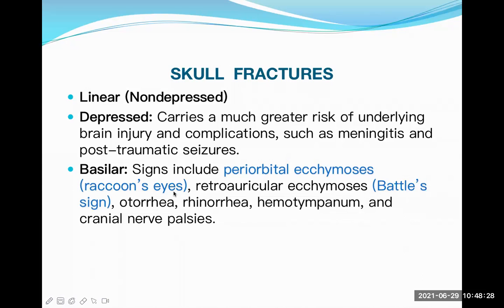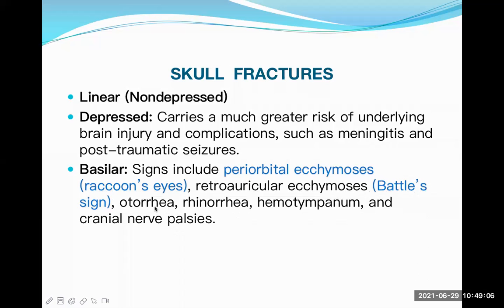The Raccoon Eye develops when the anterior cranial fossa is damaged. Anterior cranial fossa. This is also known as panda's eye. The blood clot or blood will collect around the eye, exactly like a raccoon's eye. Battle sign means the mastoid process is developing bluish discoloration or ecchymosis. This is Battle sign. When the middle cranial fossa is damaged, then Battle sign will occur.